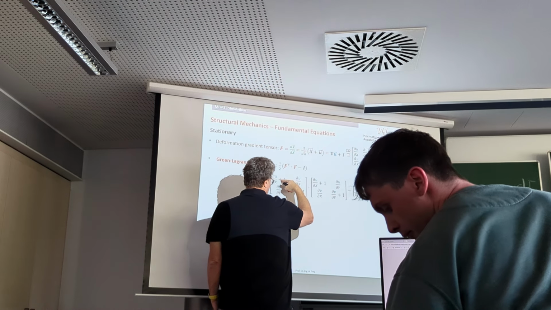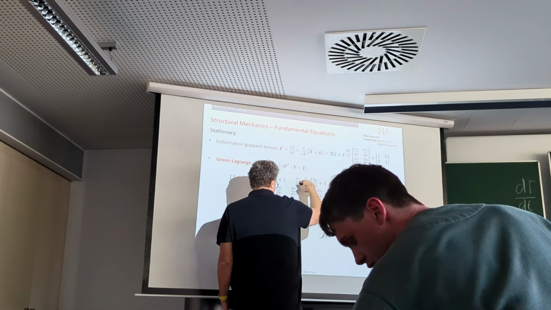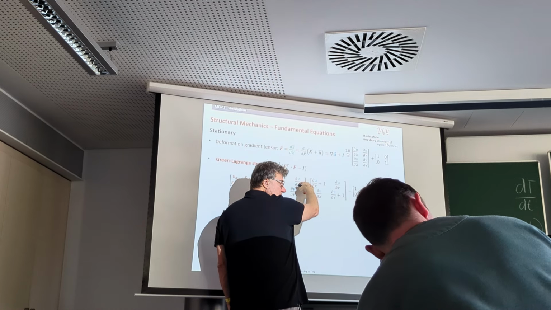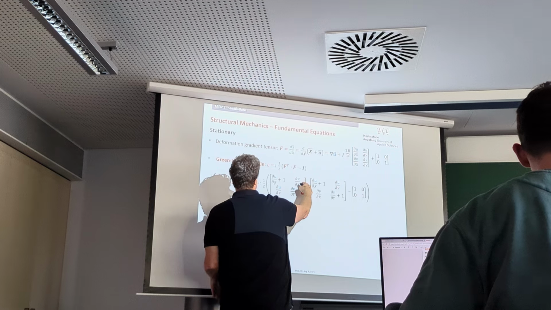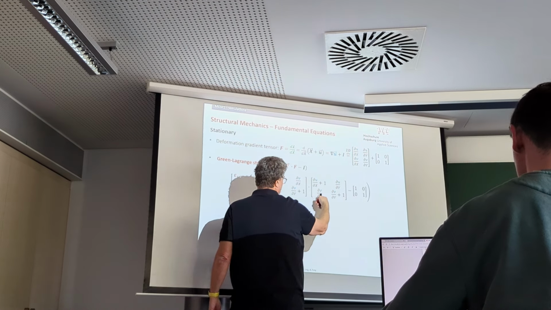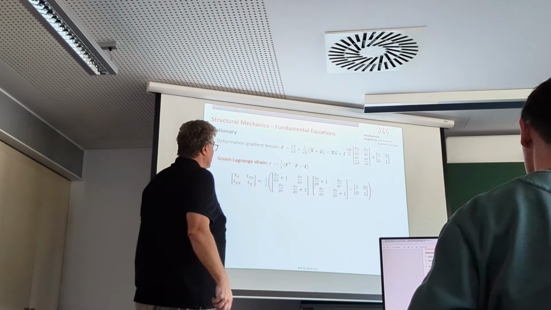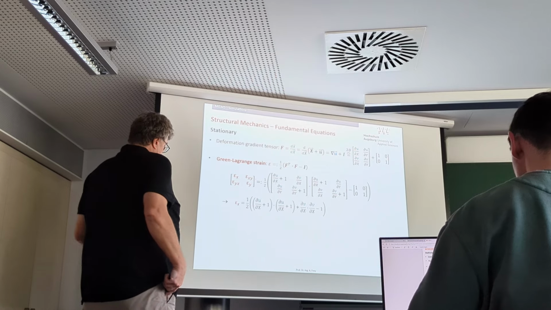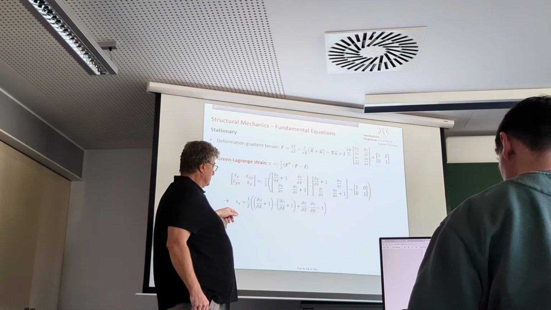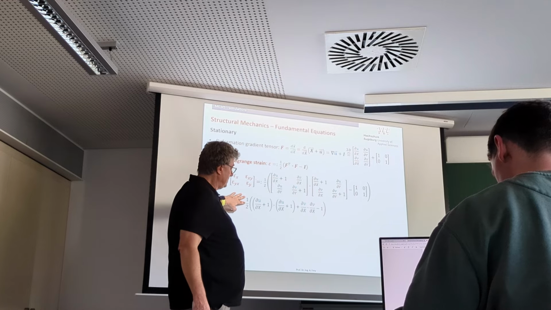That means, what is this column, row? The first row combined with the first column. The usual matrix multiplication rule. And that is what results. 1/2 remains.